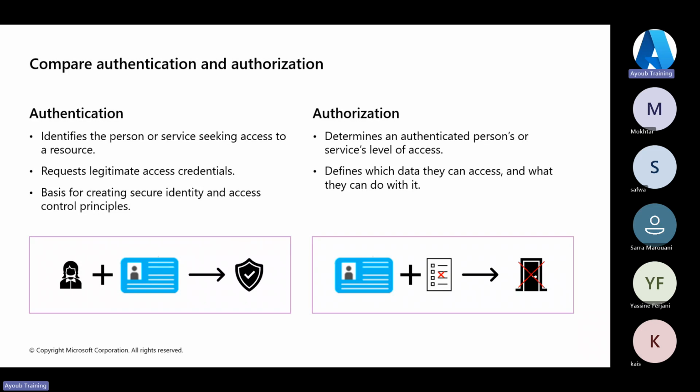But what can I do with my authentication? Now we talk about authorization. It defines the level of access of a person or service, which data they can access and what they can do with it. For example, I can authenticate, but I can't create a virtual machine. Here, I'm not authorized to create a virtual machine. So the first one needs authentication, and the second one, after that, needs authorization.